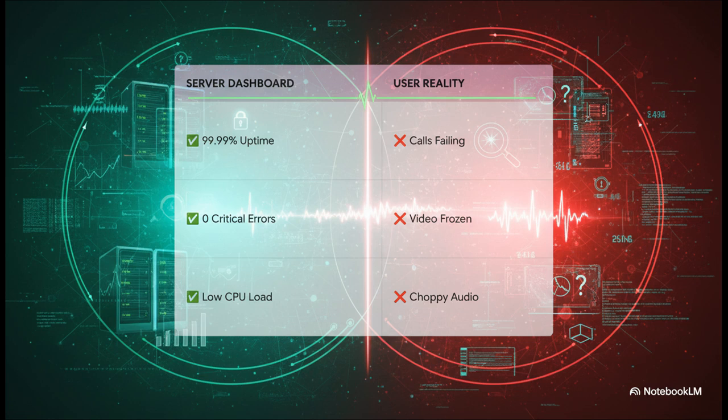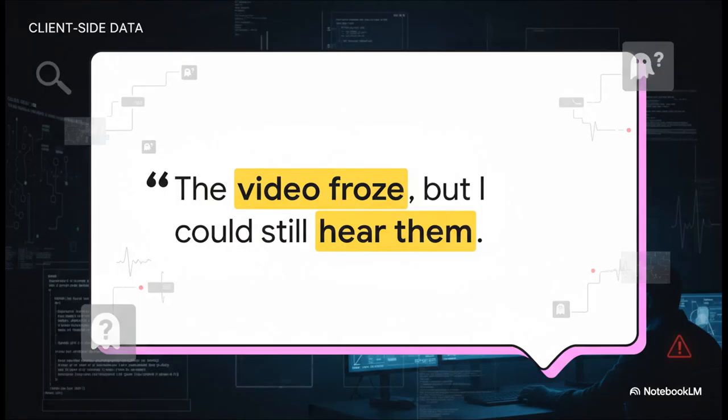Calls are failing, video's frozen, audio sounds like a robot. Your systems are screaming success, but your users are screaming in frustration. Ah yes, the one. The complaint that gives every WebRTC engineer a headache. It's that ghost in the machine that your server logs just can't seem to explain. So what on earth is actually happening here?